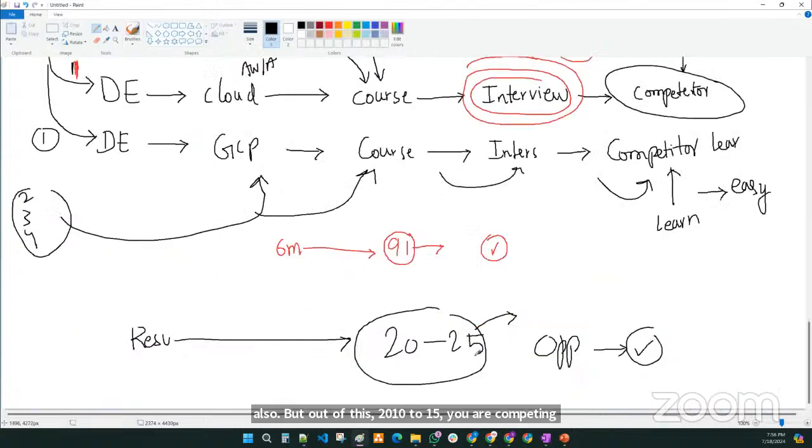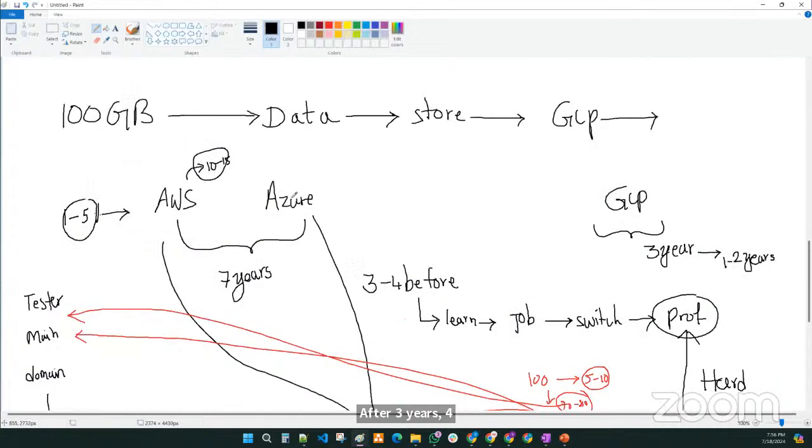GCP is new and many companies have started utilizing GCP. That's the reason very good calls are there. I'm telling you, after 3 or 4 years, it again becomes like AWS and Azure. By that time, if you are already settled in GCP, you are very good and your life is settled. If you're not able to take a proper decision today, then there will be the same problem again.